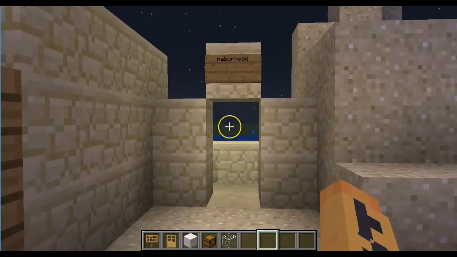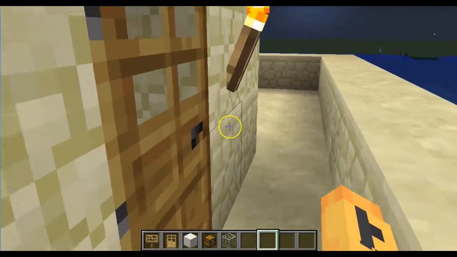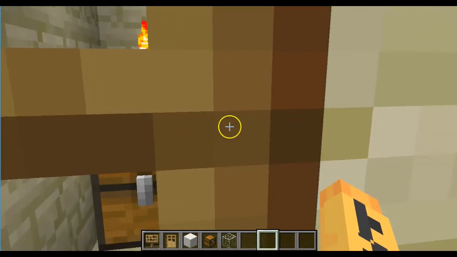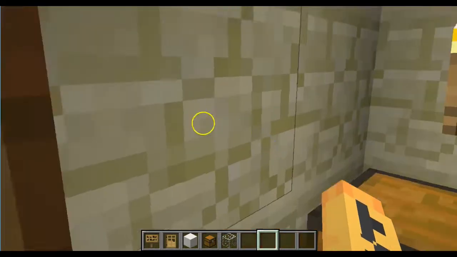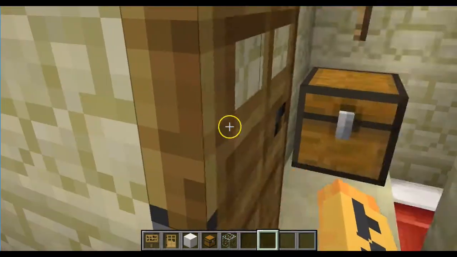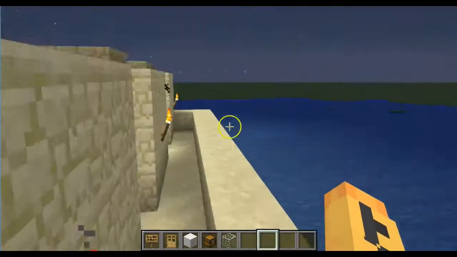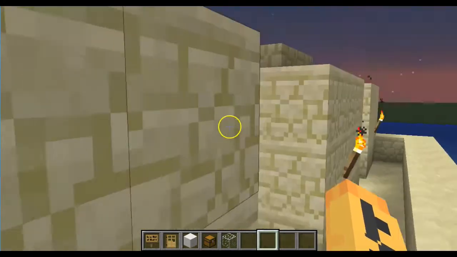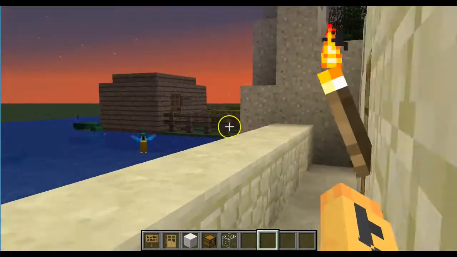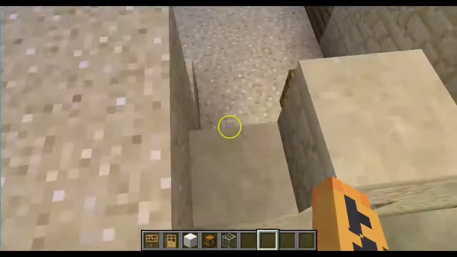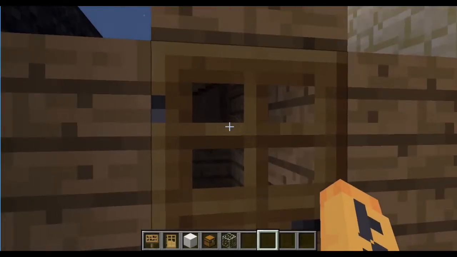Over here's the neighborhood where everyone lives. All the houses are the same, and it goes from here all the way down there. Over here is the school.